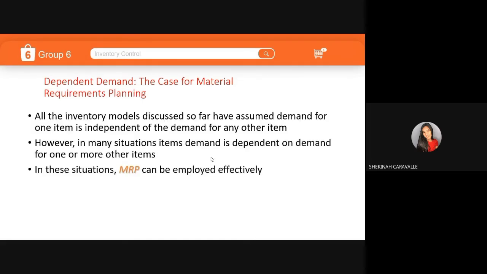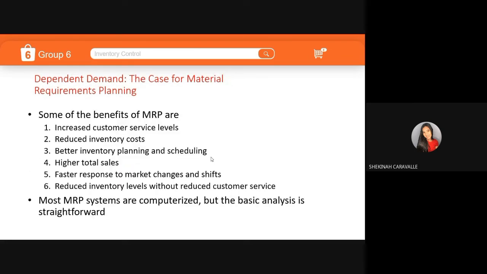Next is the dependent demand, or the case for material requirements planning. All the inventory models discussed so far have assumed demand for one item is independent of the demand for any other item. However, in many situations, an item's demand is dependent on demand for one or more other items. In these situations, MRP can be employed effectively. Some of the benefits of MRP are increased customer service levels, reduced inventory costs, better inventory planning and scheduling, higher total sales, faster response to market changes and shifts, and reduced inventory levels without reduced customer service.